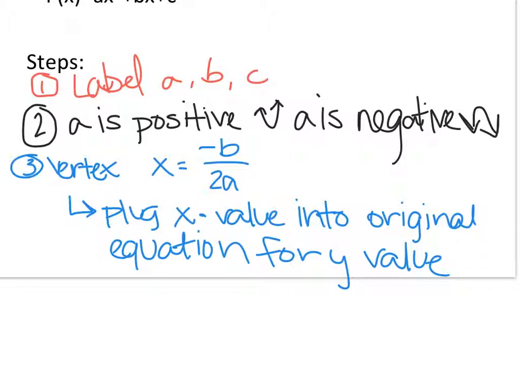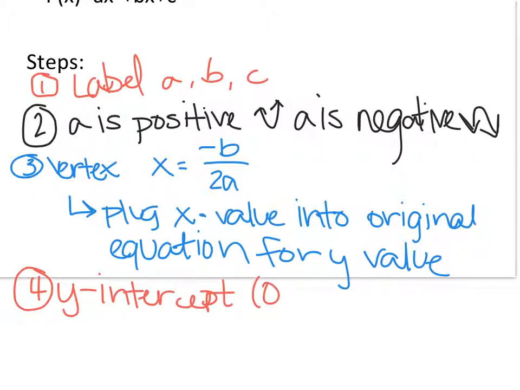So that's where we get our entire vertex from. So we have whether it should open up or down, and I have my vertex. To have a full quadratic, I need to have 3 points. So my second point after my vertex is very simple. That's going to be my y-intercept. And my y-intercept is your constant term, so that's going to be (0, c). So whatever is by itself, doesn't have an x squared or an x with it, that's going to be your y-intercept.